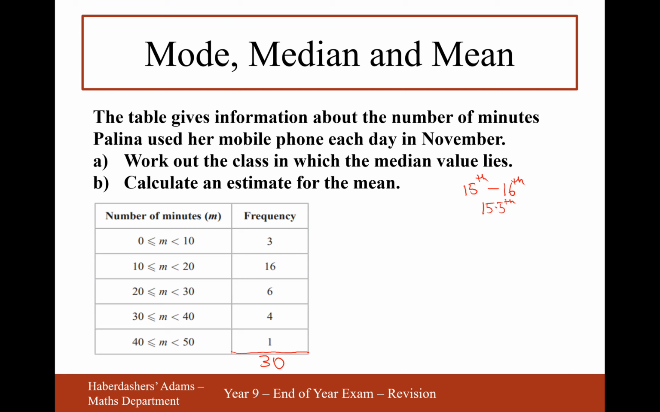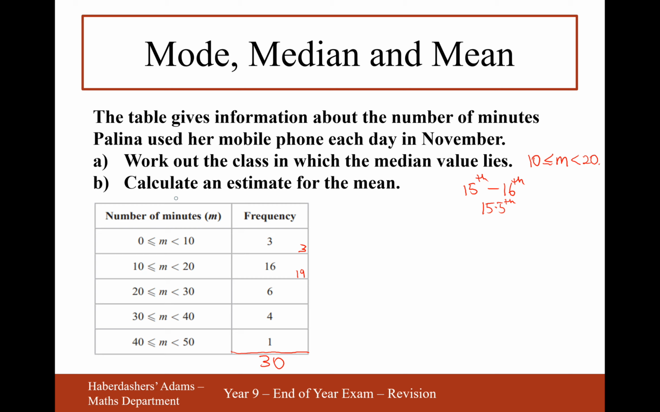So let's work out which group the 15.5th data is in. We have 3 data points up to here. We have 19 data points up to here. So the middle value, if we were to line them up in order, would be in between 10 to 20. So the answer to question A is between 10 to 20.